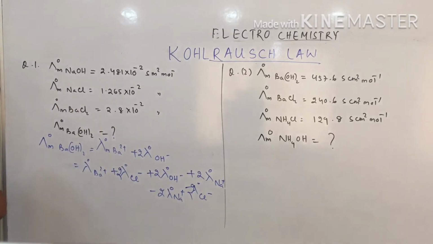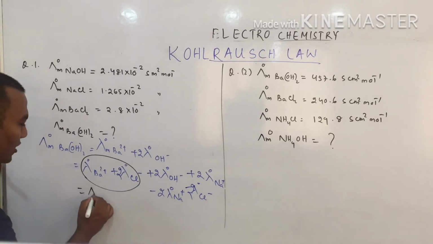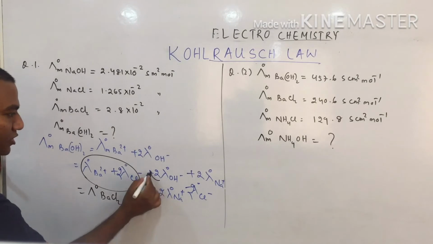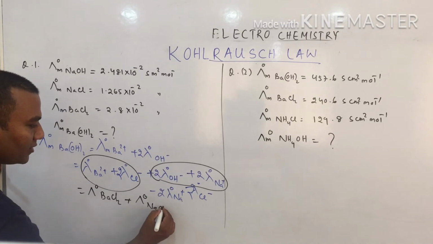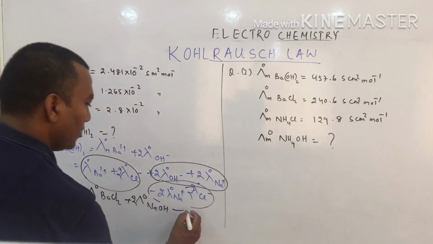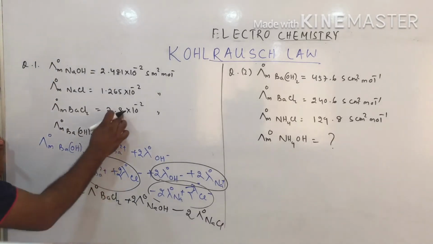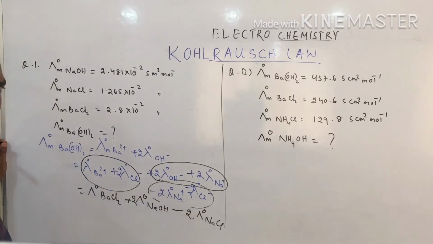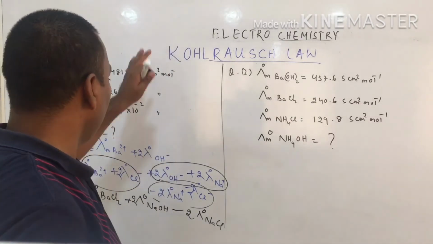Okay, so after this, this is lambda naught of BaCl2 that is given, plus this is lambda naught of sodium hydroxide. How many sodium hydroxide? 2, minus this is now 2 molecules of lambda naught of NaCl. So BaCl2 given, NaOH given, NaCl given, put all the values and you will get the answer. Clear? So like this your questions are coming.